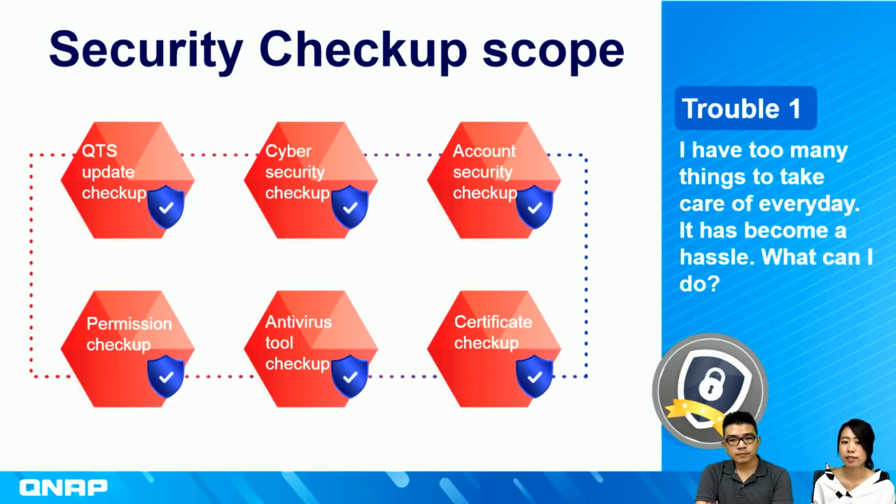Okay, and this is our checkup scope. We have 6 categories for checkup. The first one is the QTS update checkup. The Security Counselor can check whether your firmware is the up-to-date version. The second one is cybersecurity checkup, for example, whether your HTTPS or your SSH is disabled or not. And the third one is account security checkup, such as your password or your 2-step verification items.